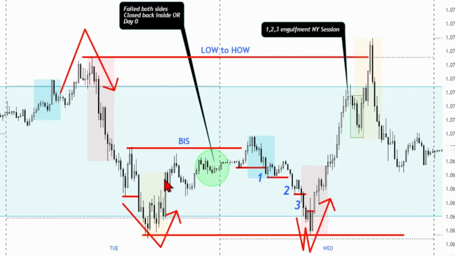Look at the pattern. In this case, they did actually spike both sides of the range as well. So if you remember from the tips and tricks slide that I had showed you, that's one thing that I really like to see coming into a Wednesday, because that gives me the opportunity to look for break in structure, 1, 2, 3, explosive parabolic move. There was actually a 1, 2, 3 coming into the New York session as well, 1, 2, 3 engulfment, and the continuation back through the high of the week on that Wednesday.